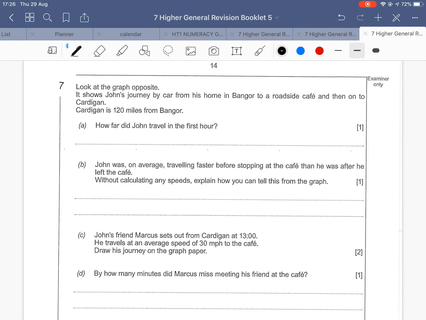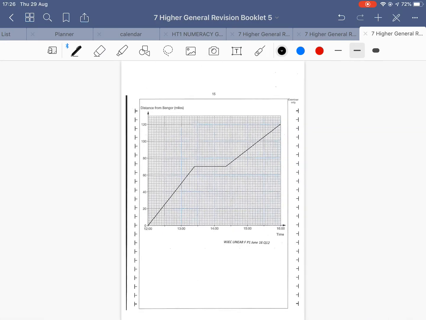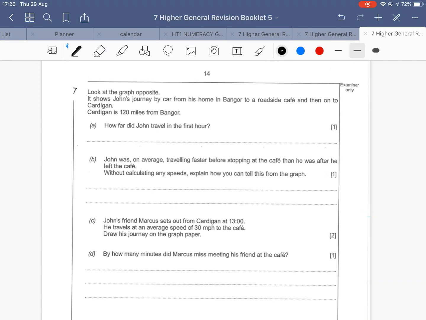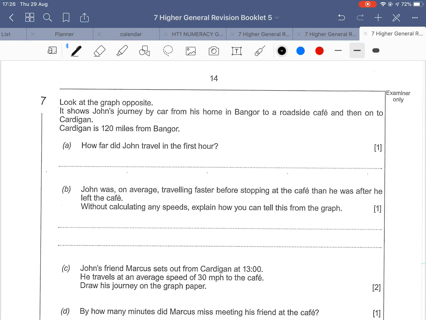Right. Question 7. Look at the graph opposite. Oh no. Oh, this is going to be a lot of going back and forth. It shows John's journey by car from his home in Bangor on the road to the café and then on to Cardigan. Cardigan is 120 miles from Bangor. How far did John travel in the first hour?